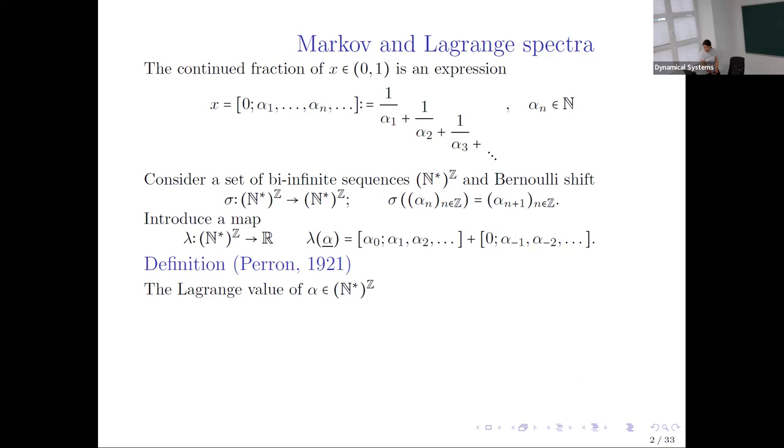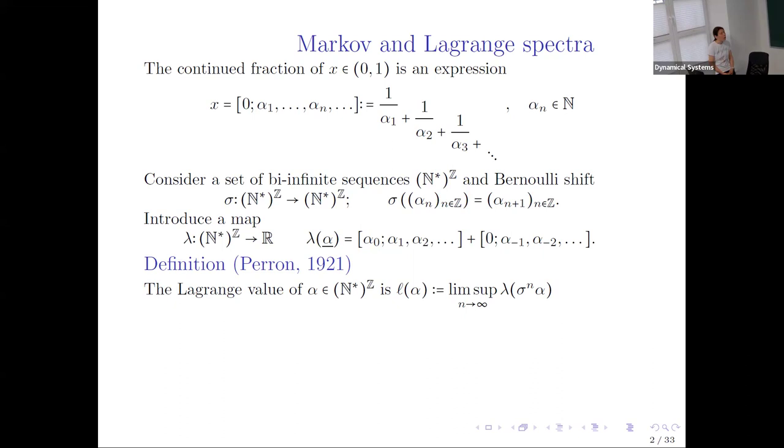Perron, in the beginning of the previous century, proved that there is an alternative definition of Lagrange numbers and Markov numbers of a sequence. It says that if you have any infinite sequence, then you can define its Lagrange value by taking the limit supremum along the orbit of the function lambda, and you can define its Markov value as well by taking just the supremum along the orbit. So one is the limit supremum, and the other is just the supremum of the values of your function along the bi-infinite sequence.